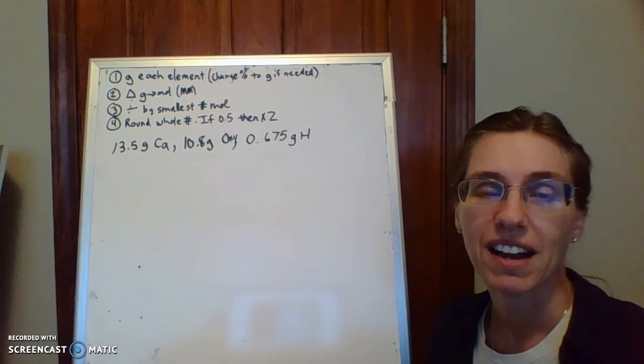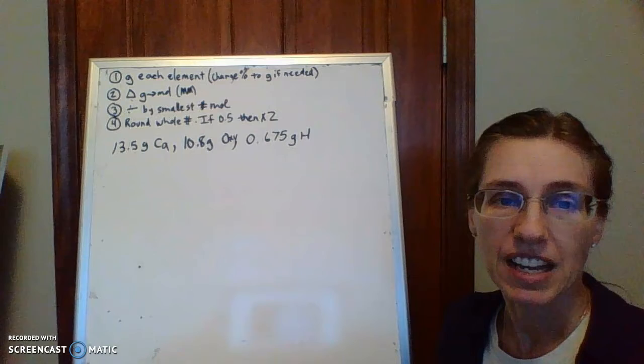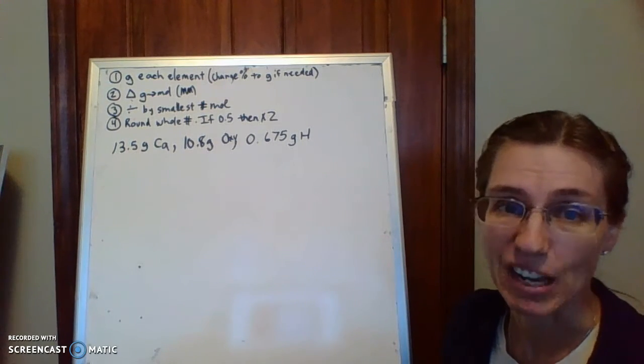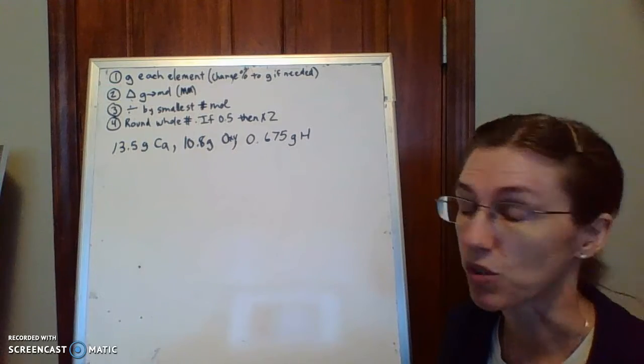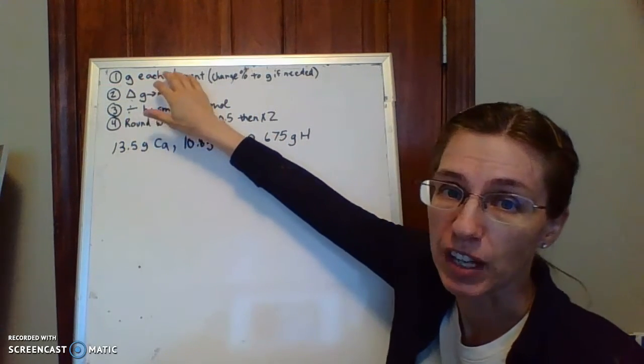Today we're going to be talking about how to determine empirical formulas. We've already gone over our 4 steps, and in this slide we're going to review them briefly, but then we're going to actually see examples, which will really make us understand what's going on here. So to determine the empirical formula, we start off with the number of grams of each element.